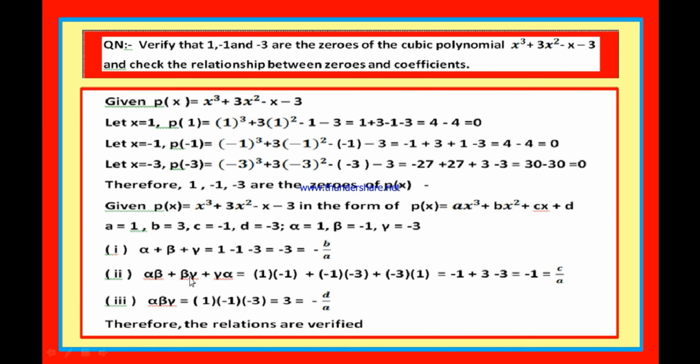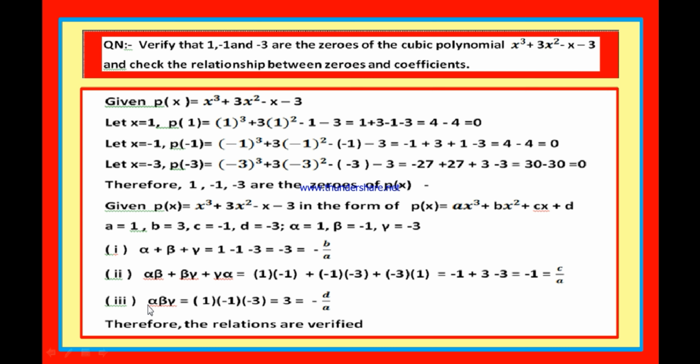Next, alpha into beta plus beta into gamma plus gamma into alpha. Alpha value is 1 into beta is minus 1, plus beta gamma means minus 1 into minus 3, plus gamma alpha, minus 3 into plus 1. 1 into minus 1 is minus 1. Minus 1 into minus 3 is plus 3. Minus 3 into plus 1 is minus 3. You can cancel plus 3 and minus 3 and the final answer is minus 1. You will get c by a value. C is minus 1, by a is 1, that is equal to minus 1. Therefore this value is equal to c by a.